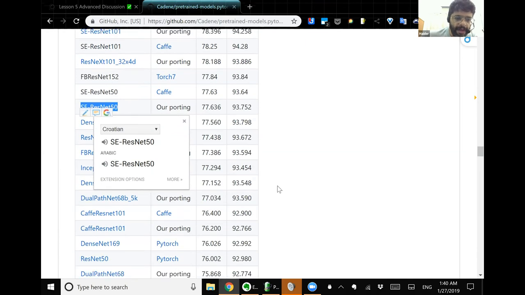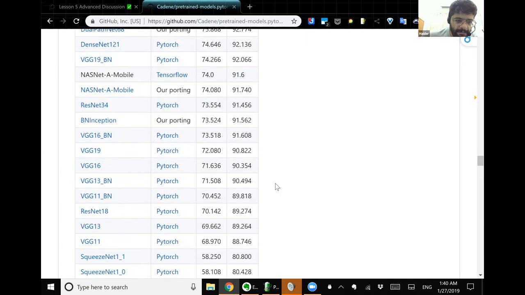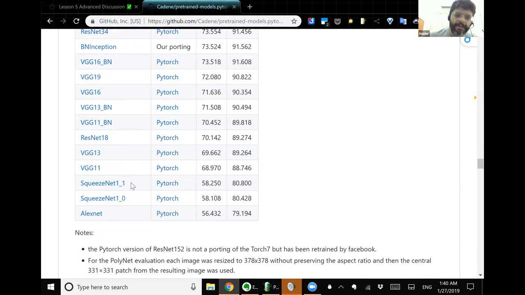For MobileNet, I don't know. I don't think it is here. It's not there, but SqueezeNet is there. You see, SqueezeNet 1.1 and 1.0. Also, I think better than MobileNet. I don't know. These are mobile nets also. They can be used for handphones.